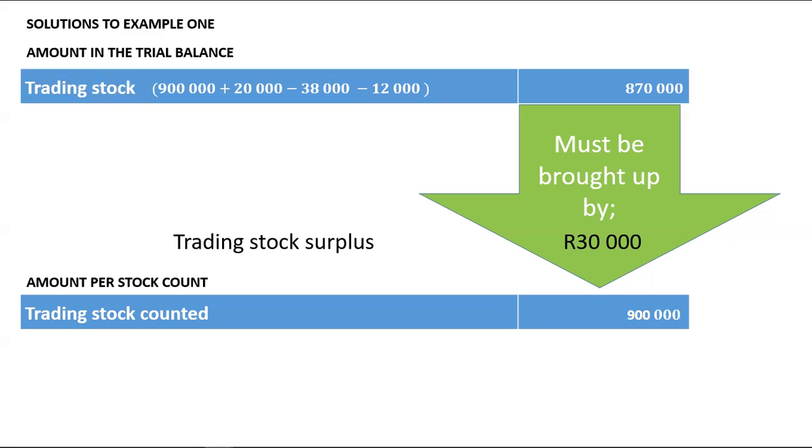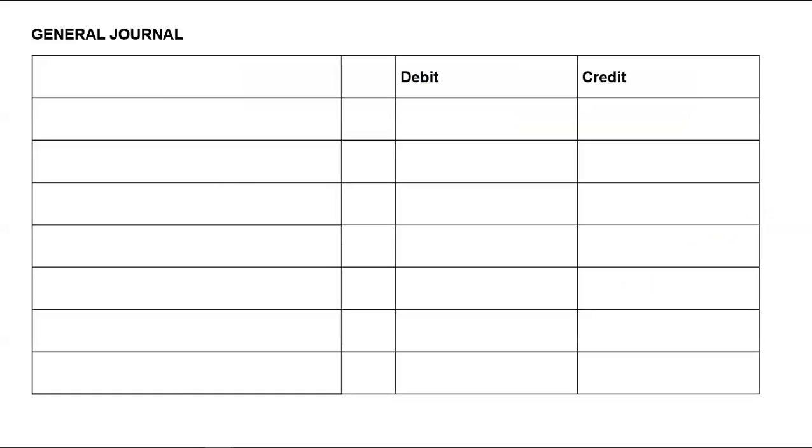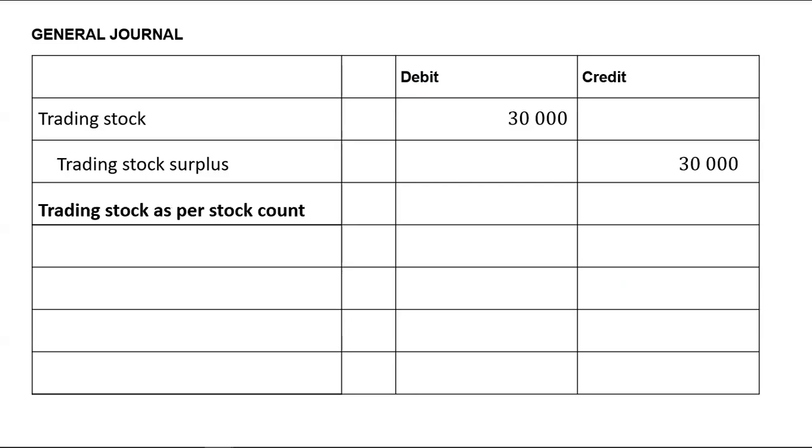Let us record this in the trial balance. I am going to debit my trading stock. Remember, it's currently sitting at 870,000. I need to take it to 900,000. So I will have to increase it by 30,000 and credit my trading stock surplus, which is income. Income increases on the credit side. And that is trading stock as per stock count.